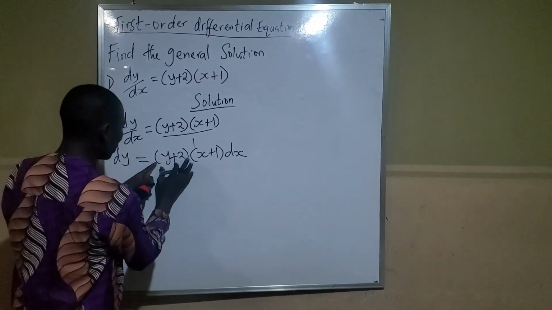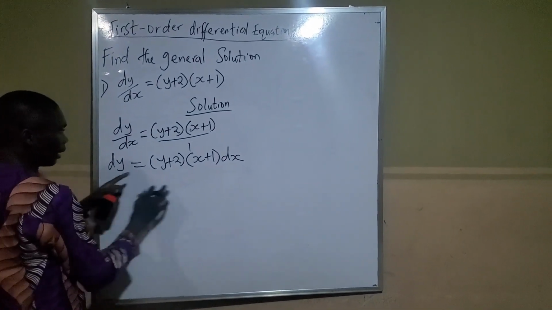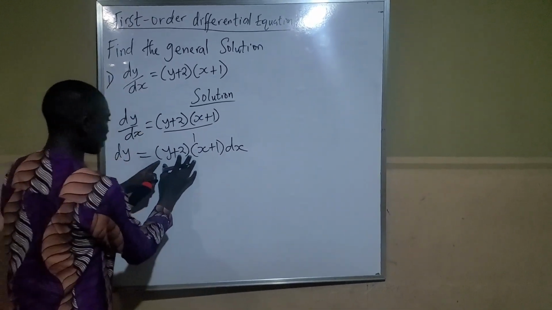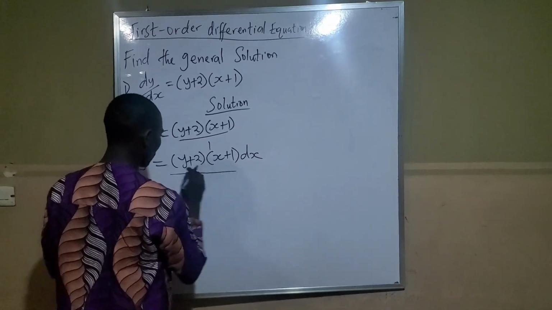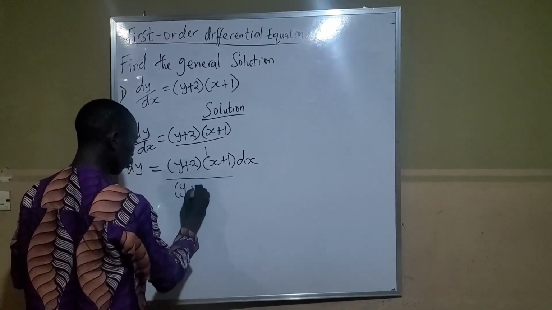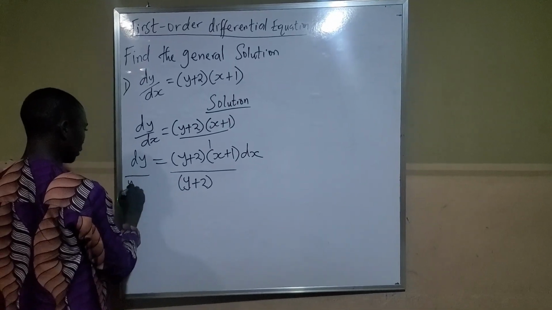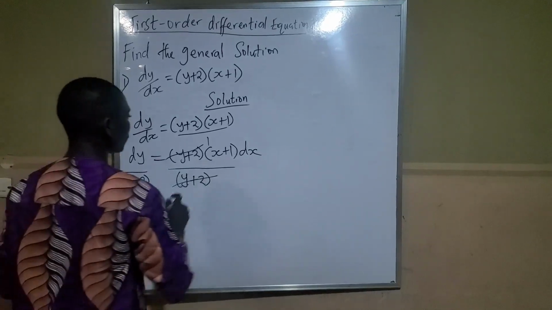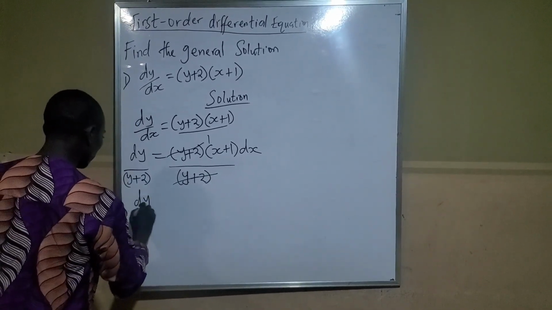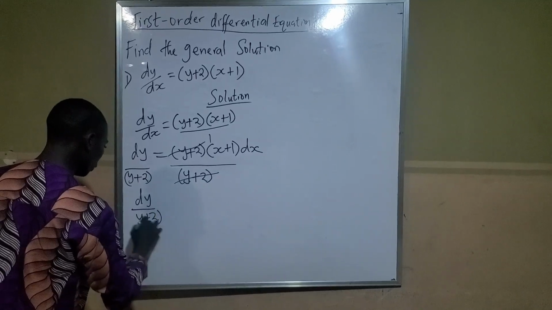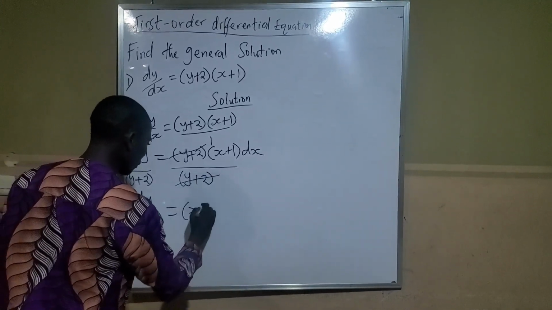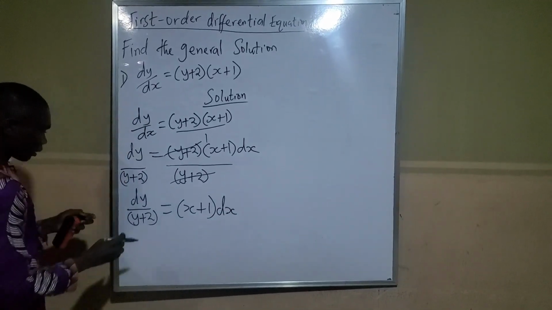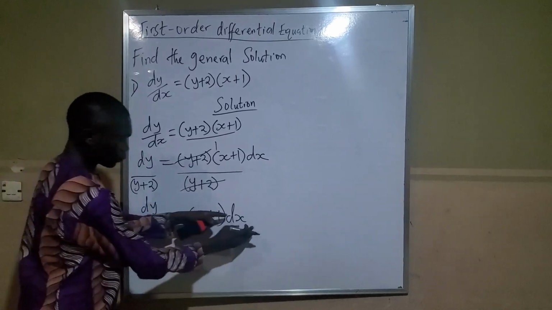Now, I'll bring this one that has y to where there's dy here, and this one that has x to where there's dx here. It will remain with this. So if I'm to bring this to the other side, that shows I will divide both sides by what? y plus 2. So this will cancel this, right? Okay. So at the right hand side, I have the y over y plus 2, at the left here, I have what? (x + 1) dx, right? Okay. Now I've brought y to where there's the y here and x to where there's the x here.